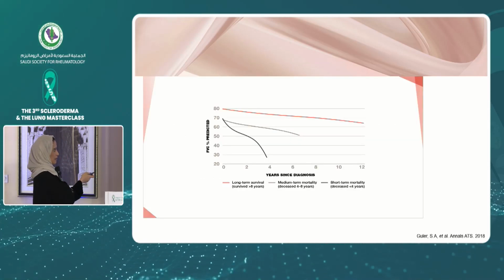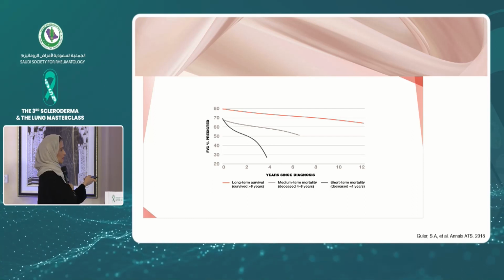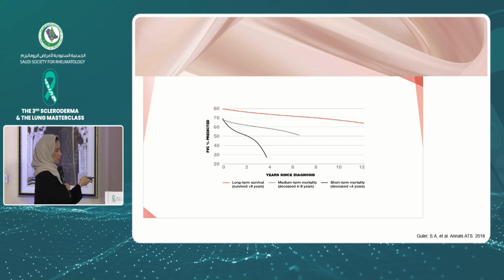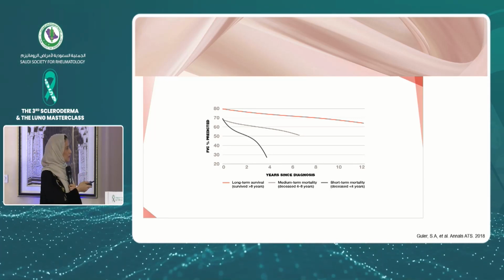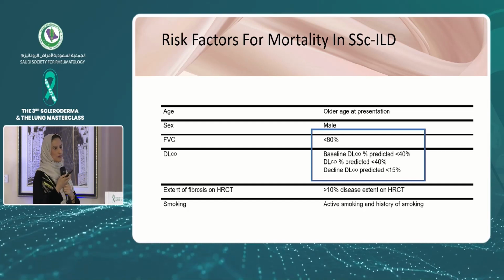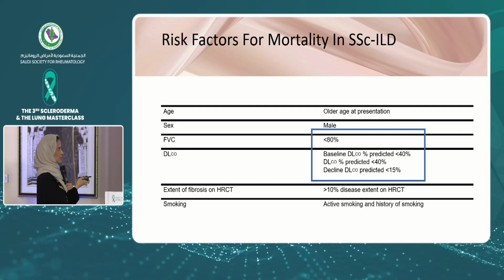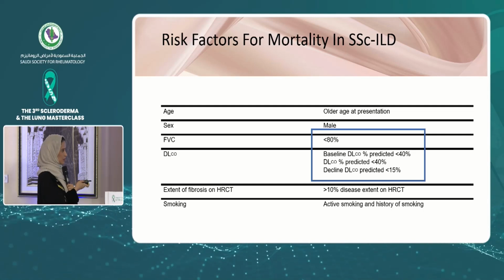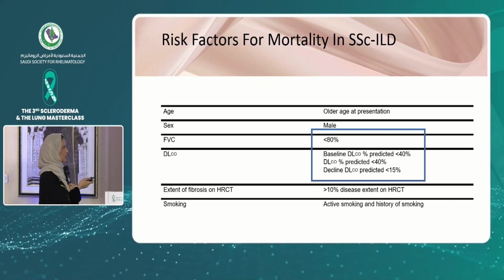You can see that the lower the FVC at baseline, the worse the survival in the short and medium-term mortality curve. And based on a lot of previous studies, we know that the presence of a low FVC is associated with worse mortality, as well as the presence of a declining or low baseline DLCO.